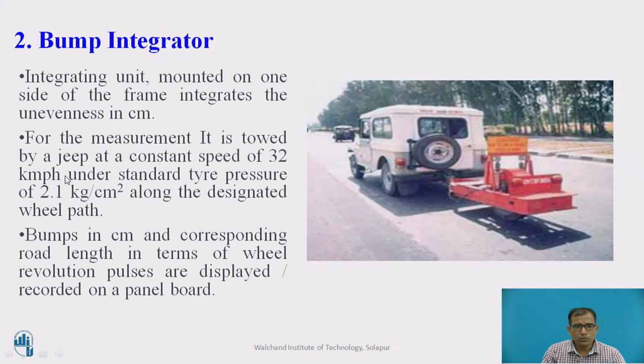So we have to run the vehicle at a speed of 32 kmph, and you can see that the tire pressure we have to maintain is 2.1 kg per centimeter square. So it measures bumps in centimeter corresponding to the road length. As I told you, you may fix the 200 meter or 1 kilometer length to measure these bumps.